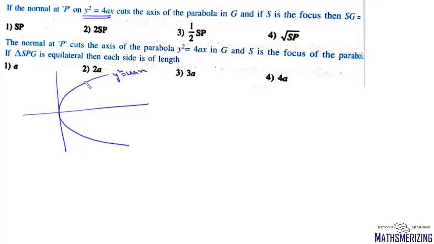Then at any point P, we draw a normal which cuts the axis at this point G, and suppose the focus is S, which is (a, 0). Now we know that at any point P, which is (at², 2at), the equation of the normal is y + xt = at³ + 2at. Now this normal intersects the axis at G.